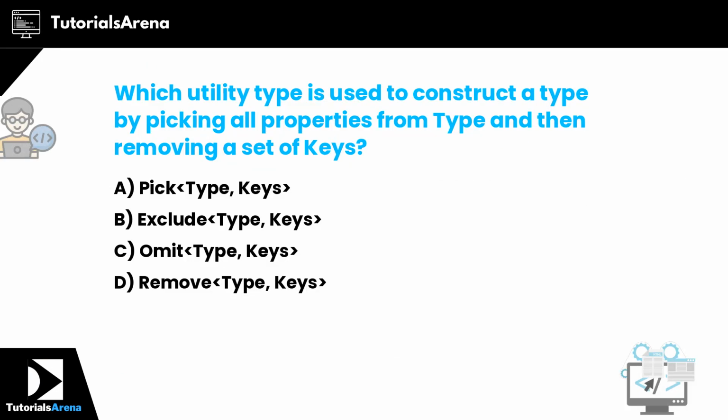Which utility type is used to construct a type by picking all properties from Type and then removing a set of keys? The correct answer is option C, Omit<Type, Keys>.